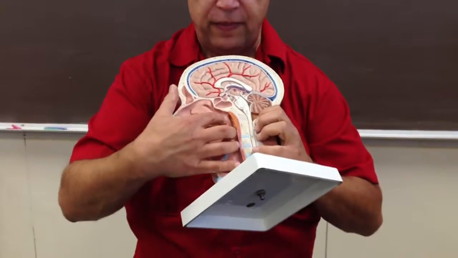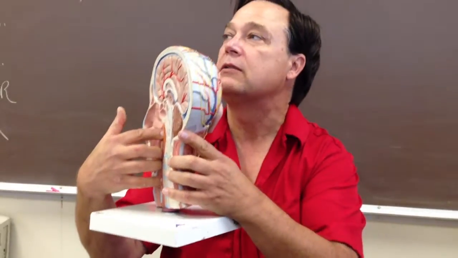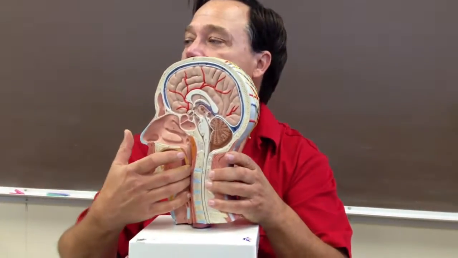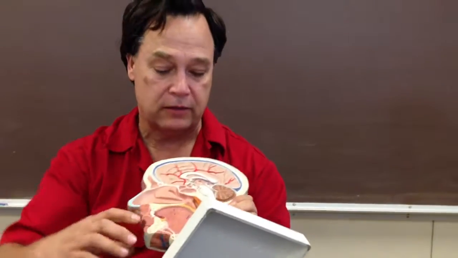So this is the pharynx, the throat. It's fairly large, so it's divided into three portions. There's a nasopharynx behind the nose, an oropharynx behind the mouth, and a laryngopharynx behind the larynx.